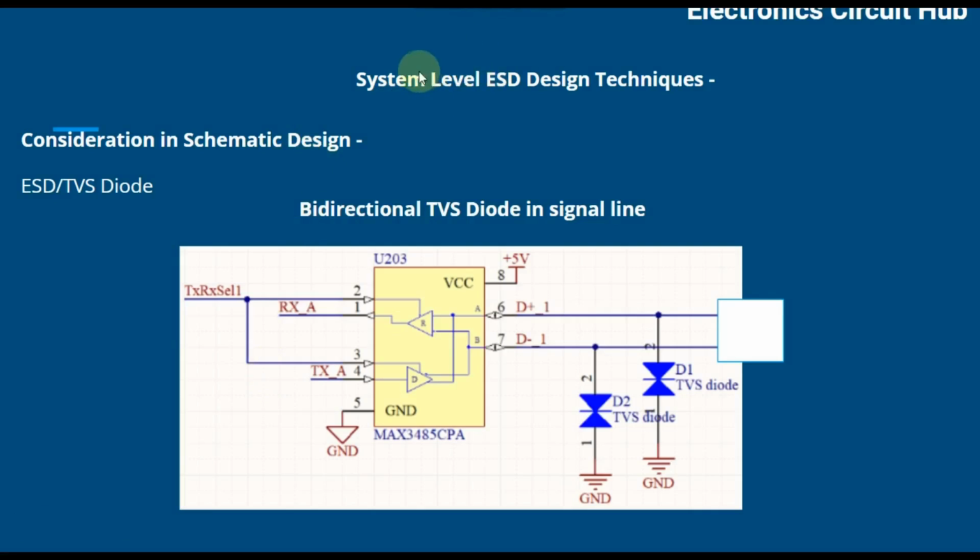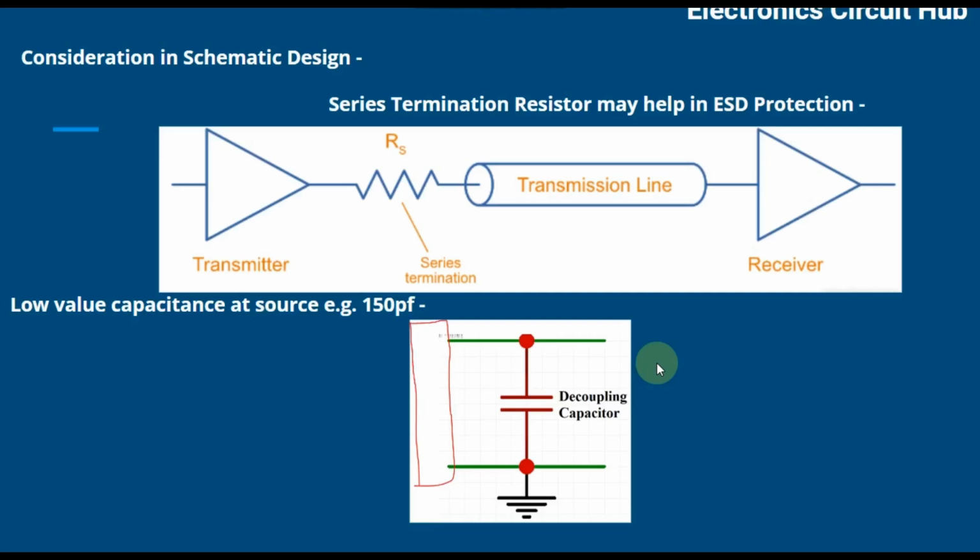Now let us understand the system level ESD design techniques. How will you take care of ESD in the circuit design? Considerations in the schematic design: you can use an ESD or TVS diode. Since this is RS485 and it's a communication line, you can use a bidirectional TVS diode on the signal line. Another tip is that series termination may also help in ESD protection.